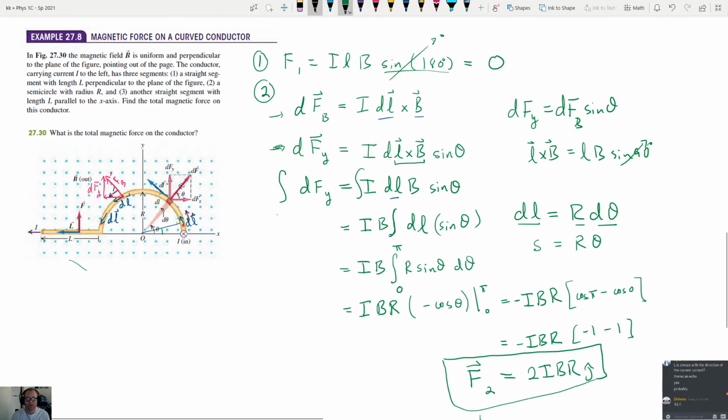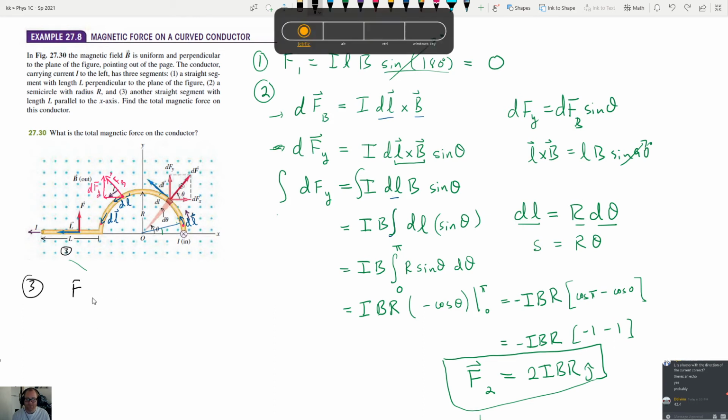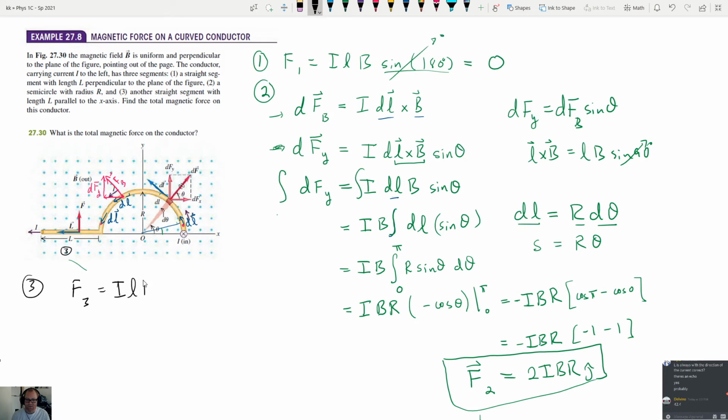All right. Anyone have any questions? Last piece is segment 3, so this is segment 3 over here, and for this one we have a length L, we have a current I, cross B is up, and they're at right angles to each other, so this one is super simple. Just like the last problem, the answer for this part, let's call it F3, is going to be equal to just I times L times B.